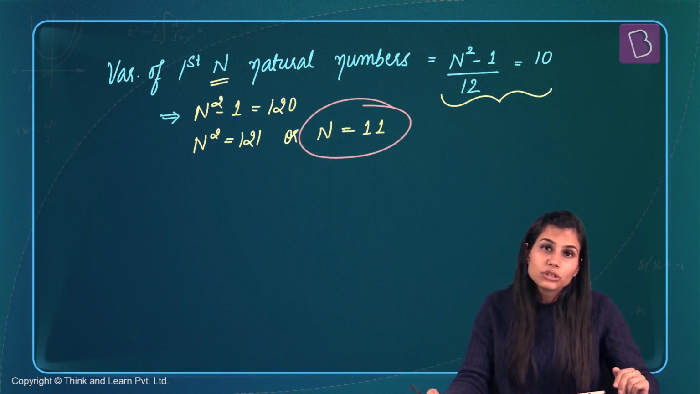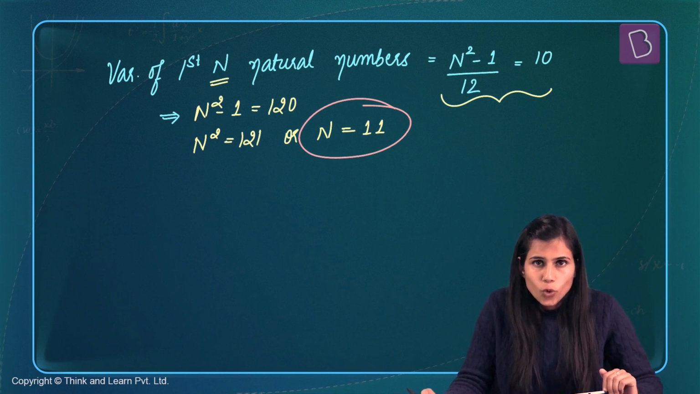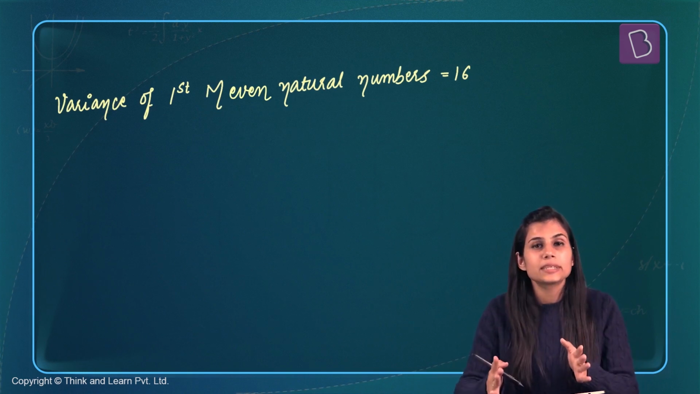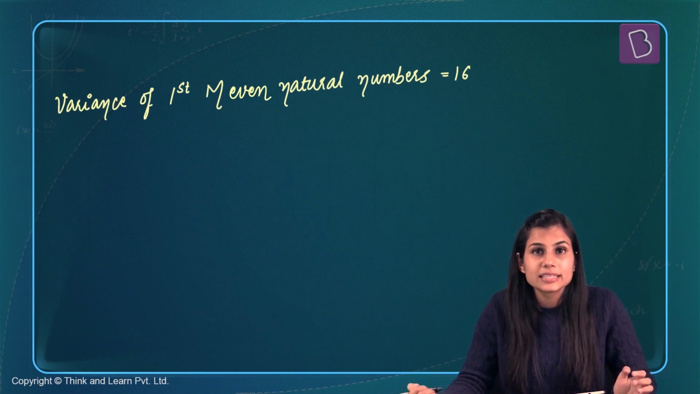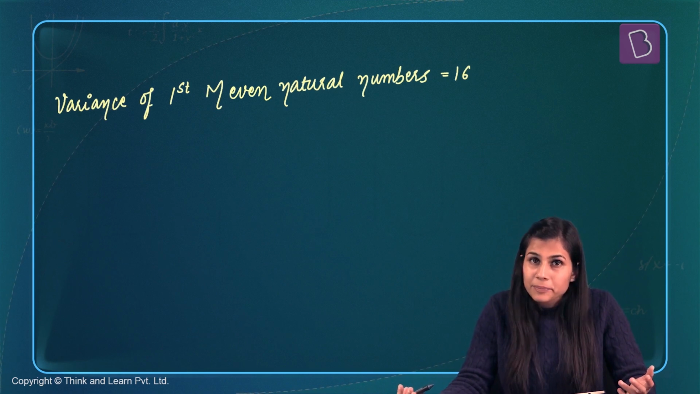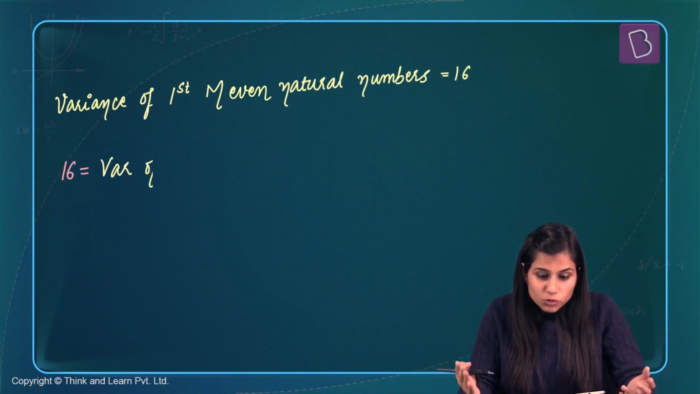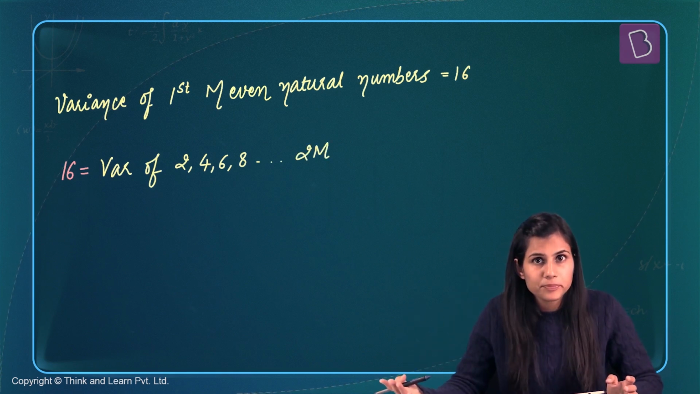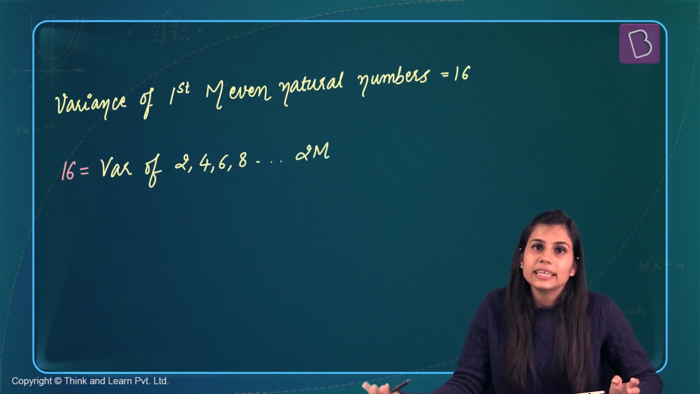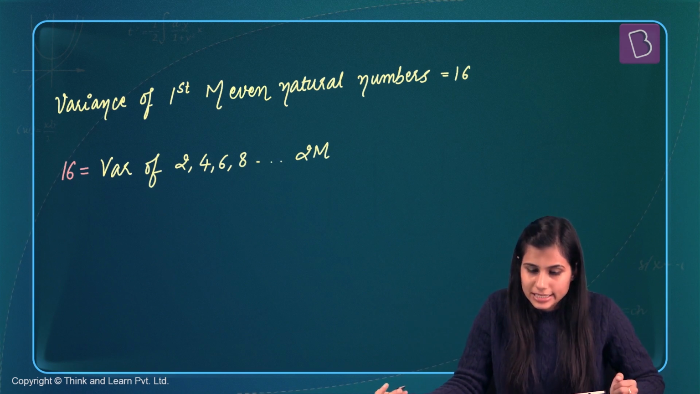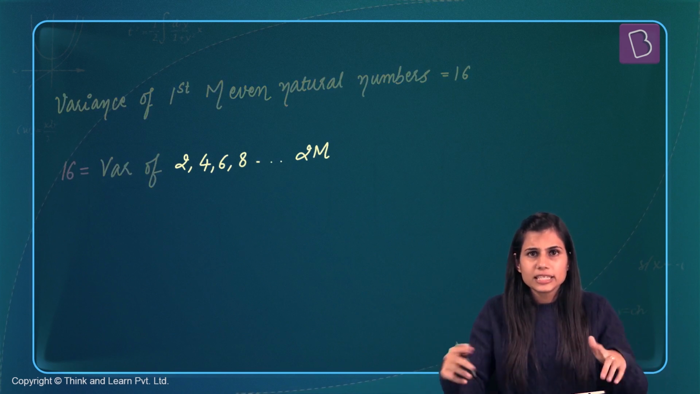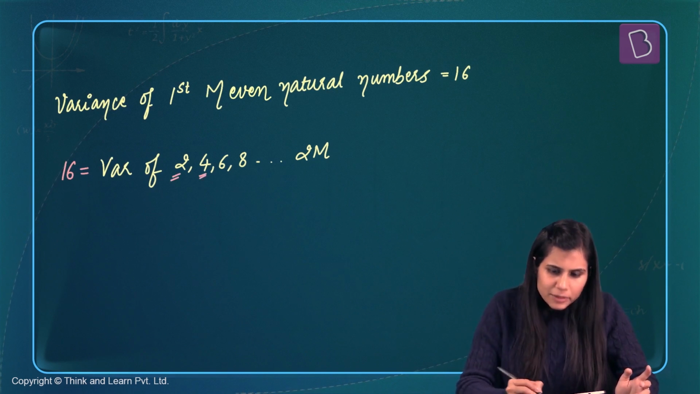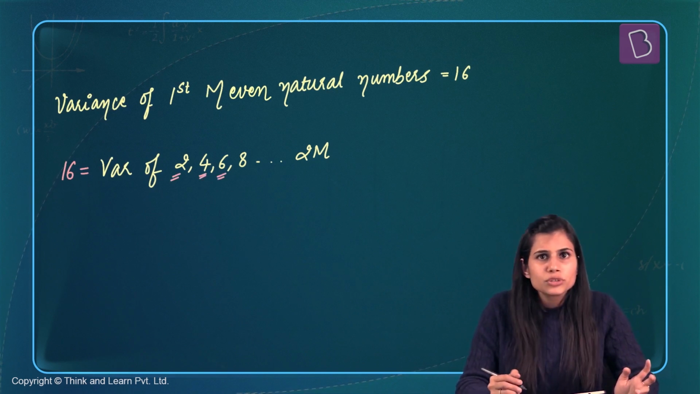Let's now move ahead to decode the value of capital M, which corresponds to the statement that the variance of first capital M even natural numbers is 16. That means 16 is given to be equal to variance of 2, 4, 6, 8 and so on till 2m. So 2m is the mth even natural number, right? What can you see in these values? Can you see that 2 is nothing but 2 into 1, 4 is nothing but 2 into 2, 6 is nothing but 2 into 3 and so on.